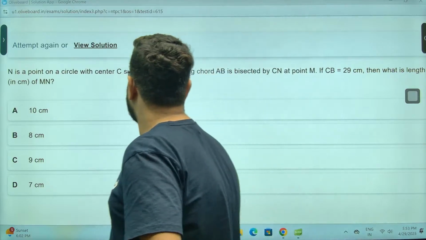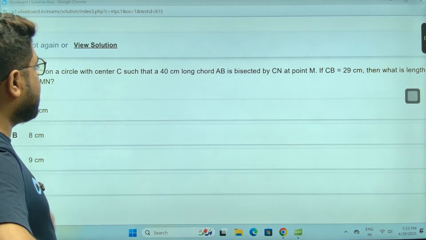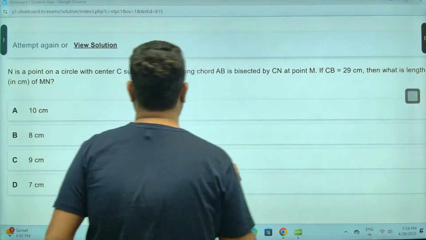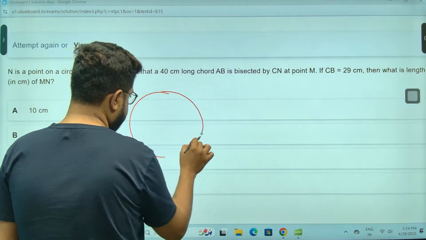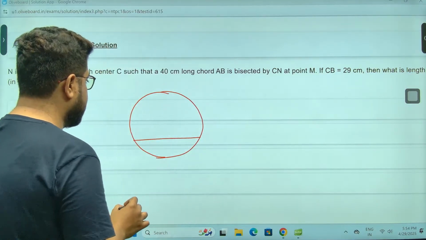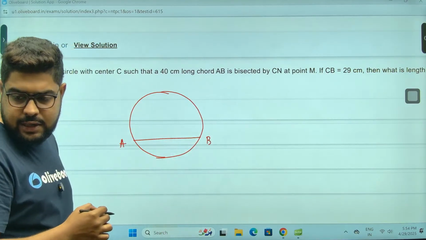N is a point on a circle with center C such that 40 centimeter long chord AB. Draw the circle. Looks okay, right? Yes, it's fine, it will do.